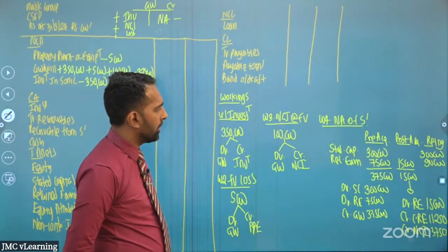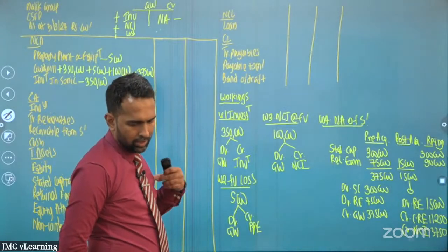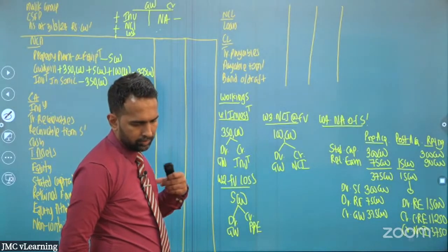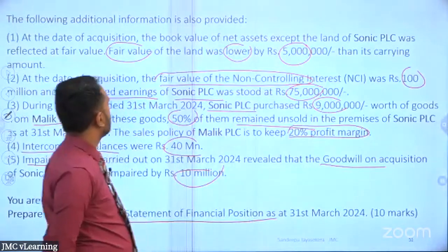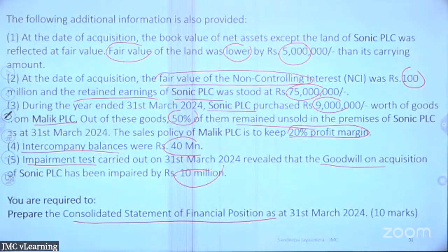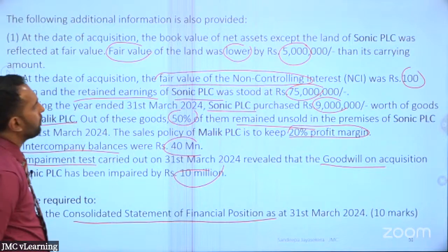So we have completed the adjustment on the acquisition date retained earnings. Right. Next one. During the year ended 31st of March, Sonic purchased 9 million worth of goods from Malik. 50% remain unsold. Sales policy of Malik is to keep 20% profit margin.